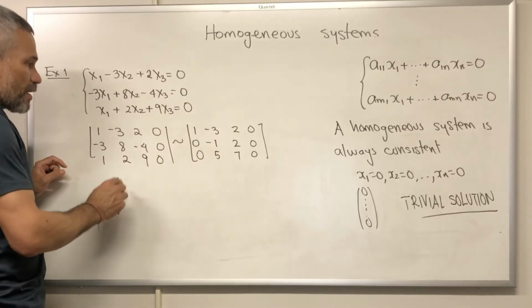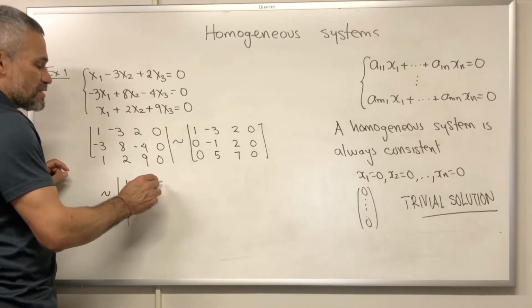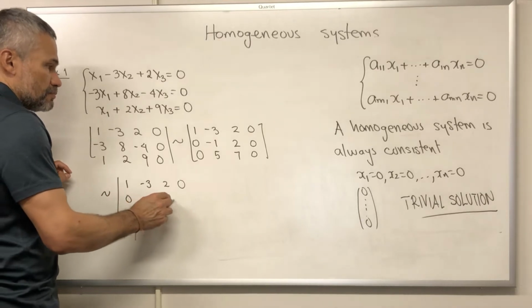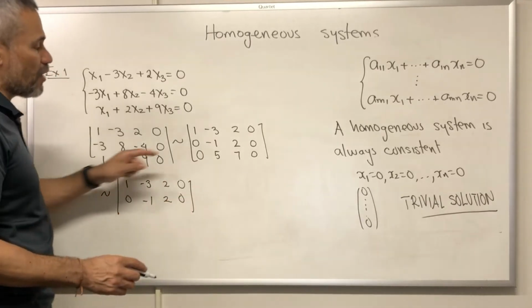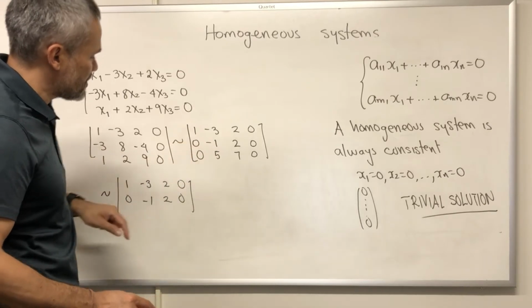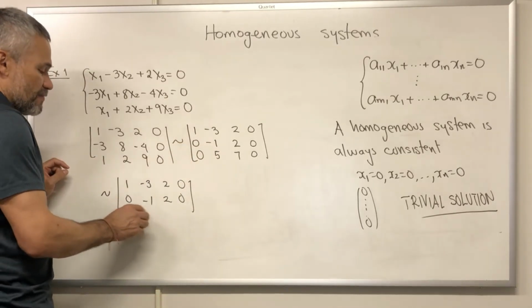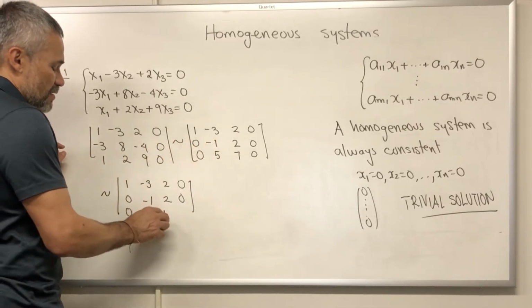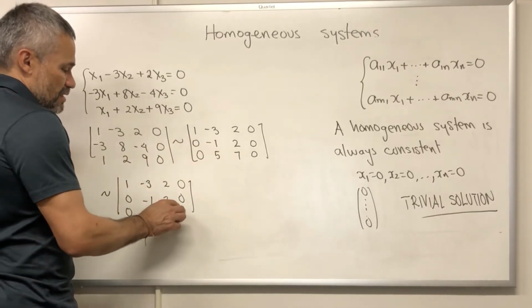Now I'm going to use this number to put a 0 here. Row 1 and row 2, I'm going to keep the same. And I'm going to multiply row 2 by 5 and add it to the third one. Here we have 0, 0, 5 times 2 is 10. Here we have 17, and then 0.